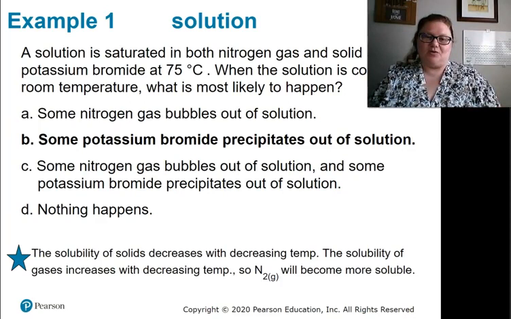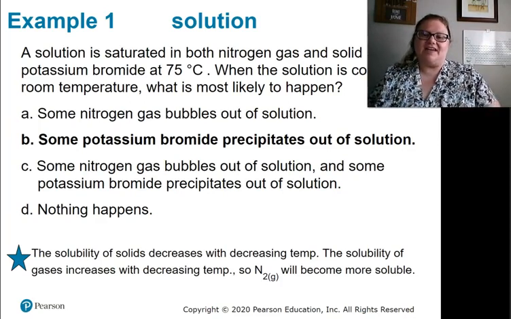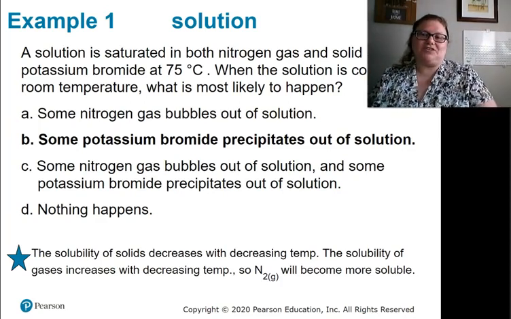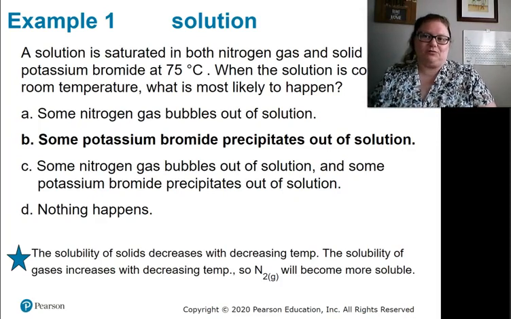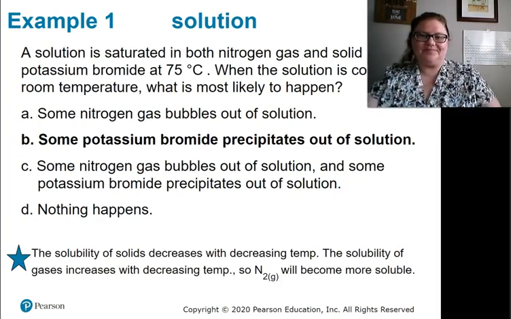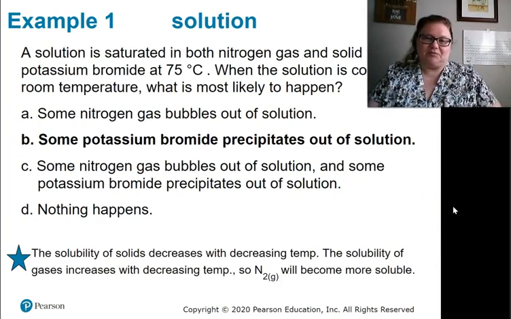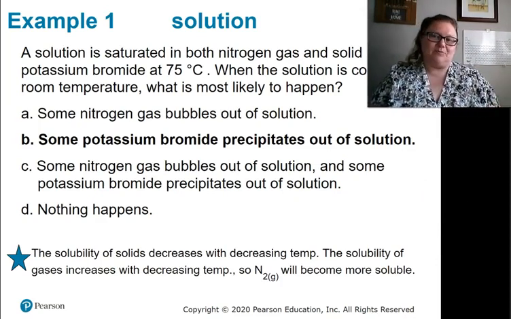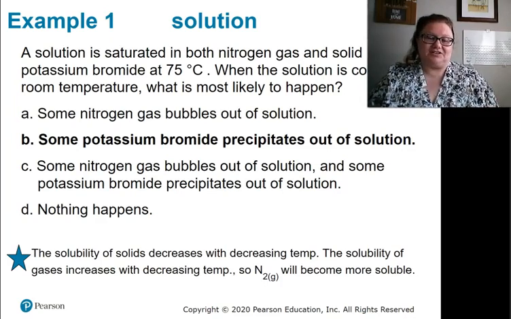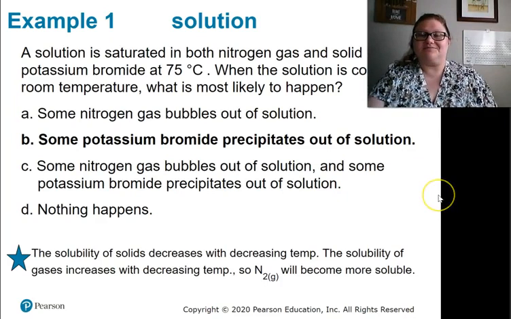So the potassium bromide was our solid here. As the temperature goes down, it's going to precipitate out of the solution or crystallize out. The solubility of gases, remember, is an opposite relationship with temperature. So with the decreasing temperature coming to room temperature for the nitrogen, more nitrogen would actually dissolve in our solution.